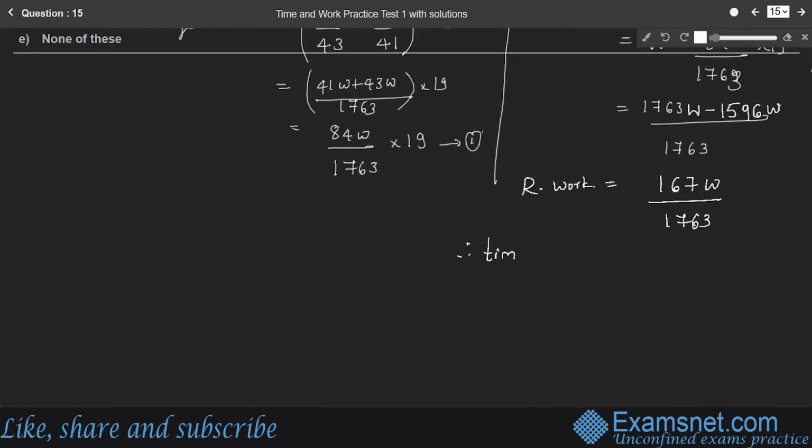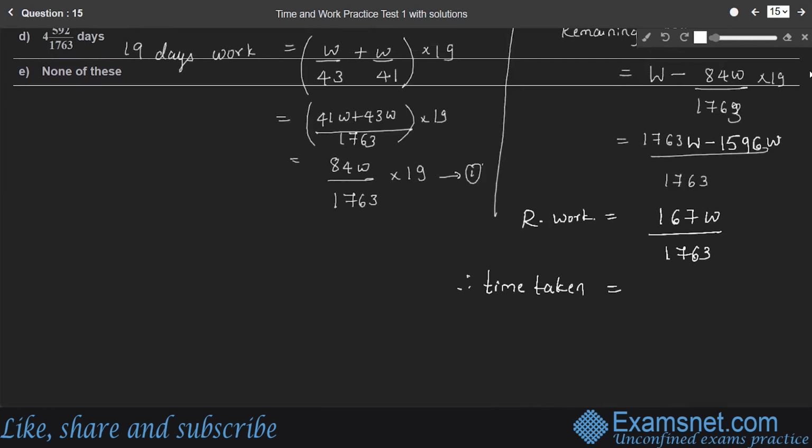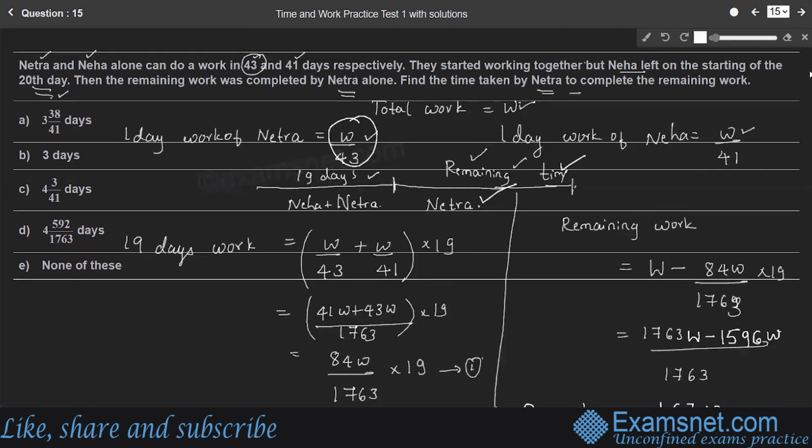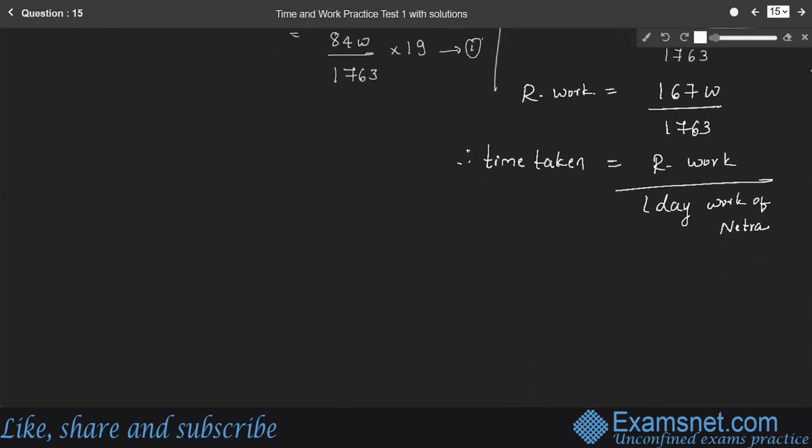Therefore, time taken to complete the remaining work, according to the concept of work, work is 1 day work into time, right? Therefore, time taken is remaining work by 1 day work. Since the remaining work has been done by Netra alone, it is 1 day work of Netra, which is W by 43. So we'll substitute that value: remaining work 167W by 1763 divided by W by 43.